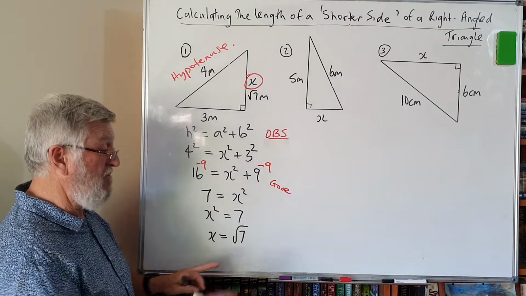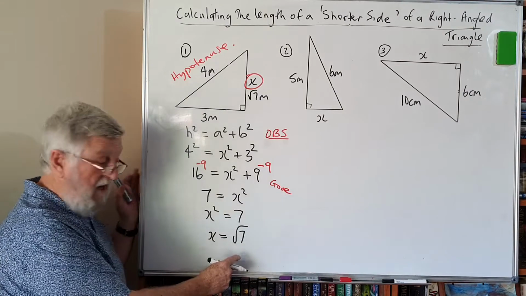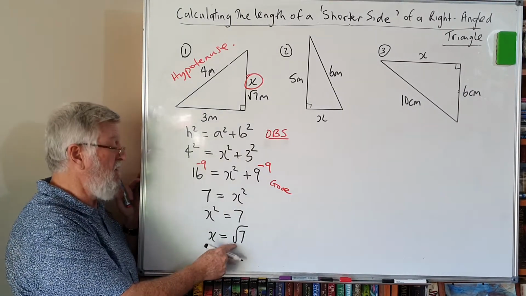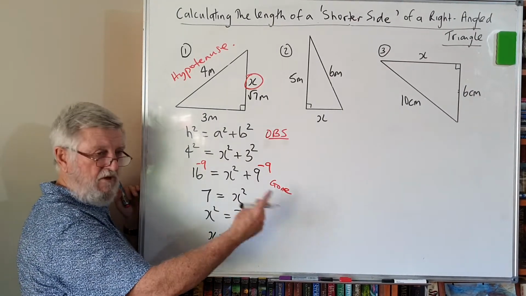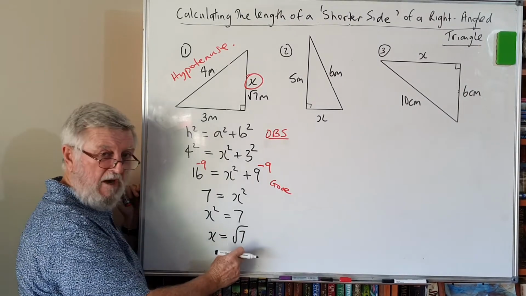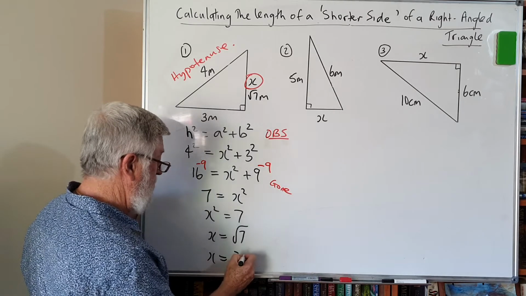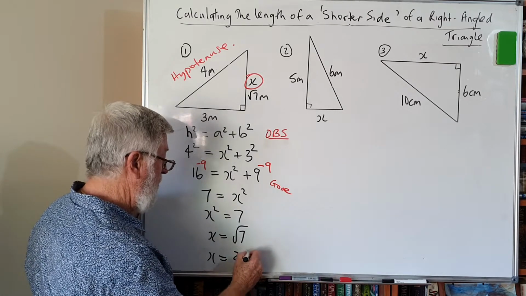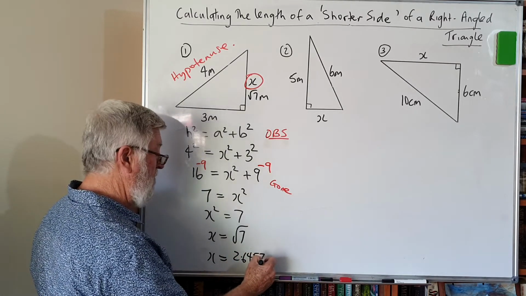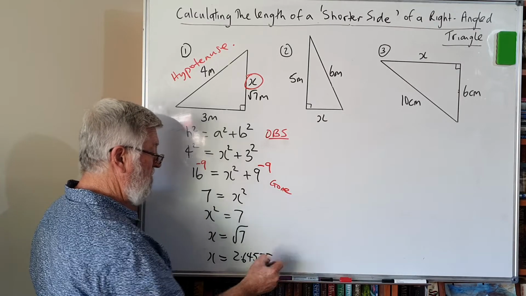So I've got the answer to that written over here. If you pick up your calculator, find the square root button, press the 7, and then press equals or execute, whichever way your calculator operates. And you get this number, which is 2.645.